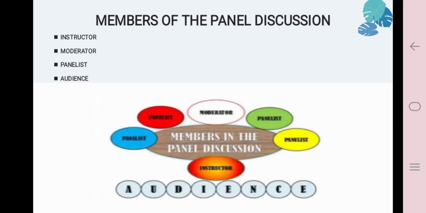So there are four members of the panel discussion. First is the instructor, moderator, panelist, and the audience. So as you can see in the picture, there are the moderator, the audience, instructor, and the panelist on the picture. So the setup of the panel discussion is the one that is presented on this slide.